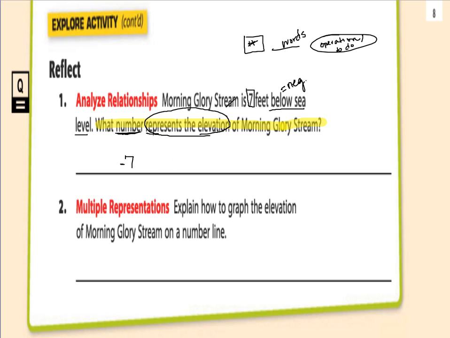Okay, and then here it tells us to explain how to graph the elevation of Morning Glory Stream on a number line. Now we don't have to highlight here because we're not trying to pull information. It's telling us what to do. Yes, it's in words, but it's not a word problem in the sense that we have to pull information and figure it out. We're just being given directions.